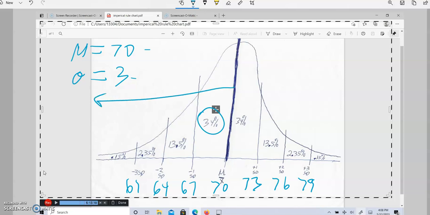And from here to here is 50%. I know the rest of these, I could add them up and I'll get 16%, but I know 50% minus 34% is also 16%. Going back to that same question, less than 67.